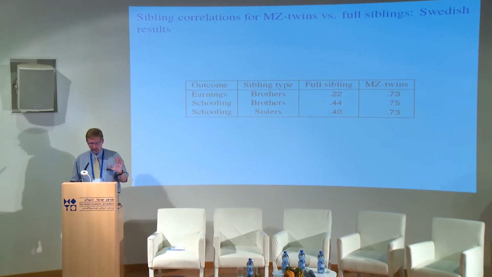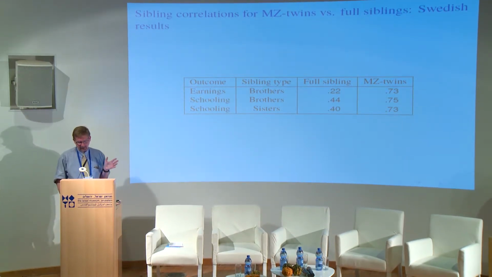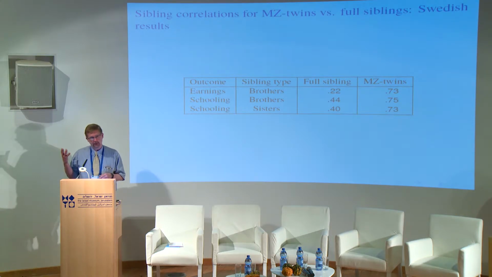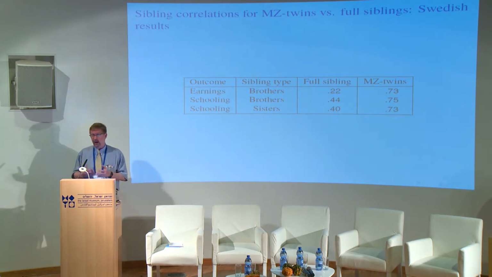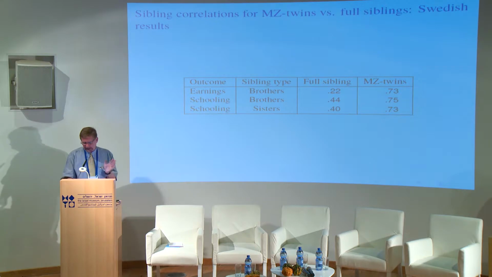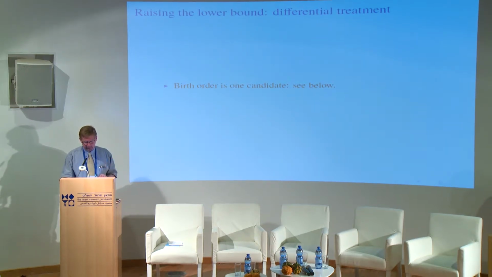But when we try to do this in Sweden, we do in fact get that a substantially higher fraction of the outcomes is accounted for by family background. So we get, on both earnings and on years of education, about 3/4 of the variance accounted for by family background, which is substantially higher than the number for full siblings. But again, it still leaves 1/4 of the variance to unshared, non-shared environments. And this is probably, we think, an upper bound. Birth order is a candidate, but I'm not going to say much more about that right now.